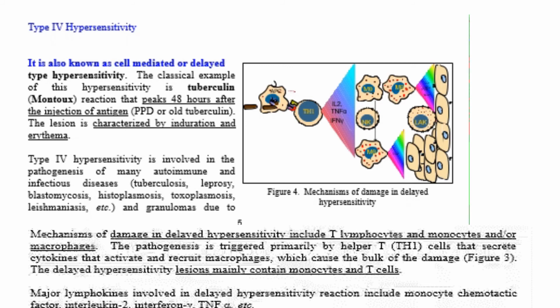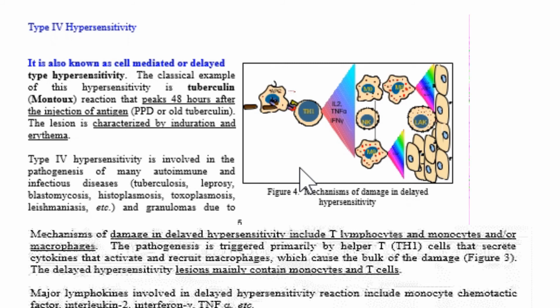So this type of hypersensitivity can also be known as cell-mediated or delayed type hypersensitivity. The classical example of this type of hypersensitivity is the tuberculin skin test, or Mantoux. The reaction peaks about 48 hours after the injection of the antigen, usually the PPD, or purified protein derivative, when injected into the subcutaneous tissue.